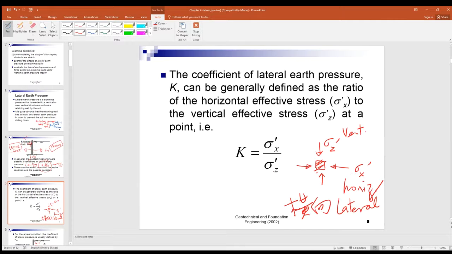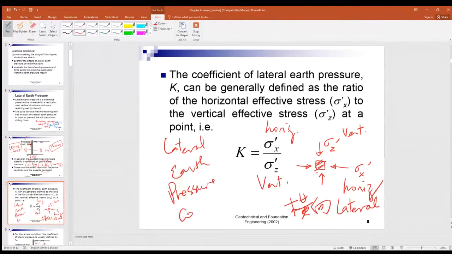Now, the ratio between the horizontal stress and the vertical stress, the ratio of the horizontal stress to the vertical stress, is the lateral earth pressure coefficient, sigma x over sigma z.